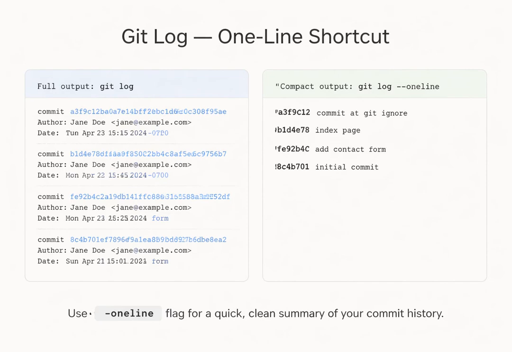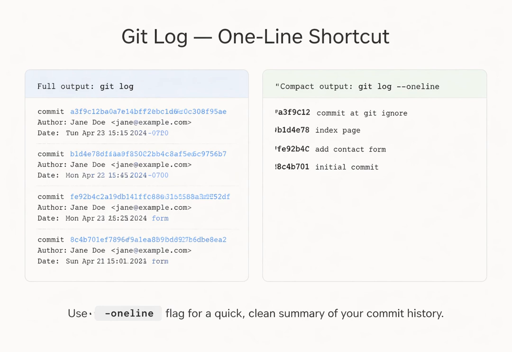Now, the full git log output can get quite long and hard to read quickly, especially when you have many commits. There's a handy shortcut for this: git log followed by 2 dashes and the word oneline. When you run git log --oneline, you get the same commit history but compressed into a single line per commit, just the short commit ID and the commit message. It's much easier to scan through.